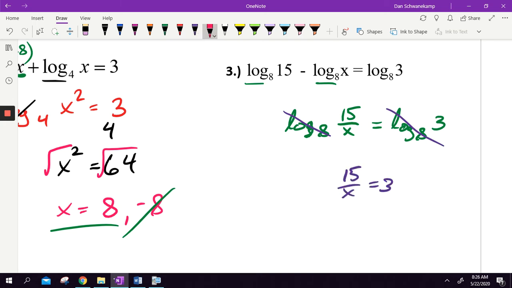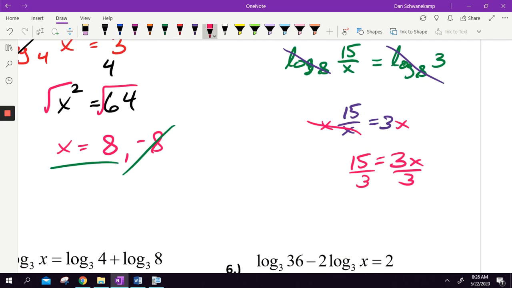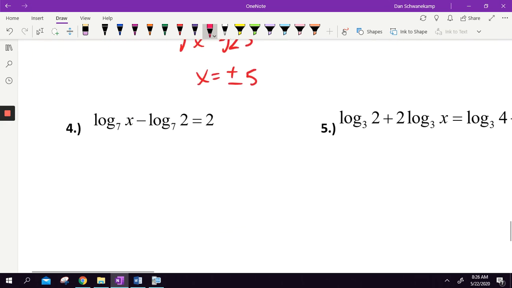I hate fractions, so to get rid of this fraction, I'm going to multiply both sides by x. 15 is equal to 3x. Divide by 3, divide by 3. x equals 5. Boom, we're rolling. Let's keep going.